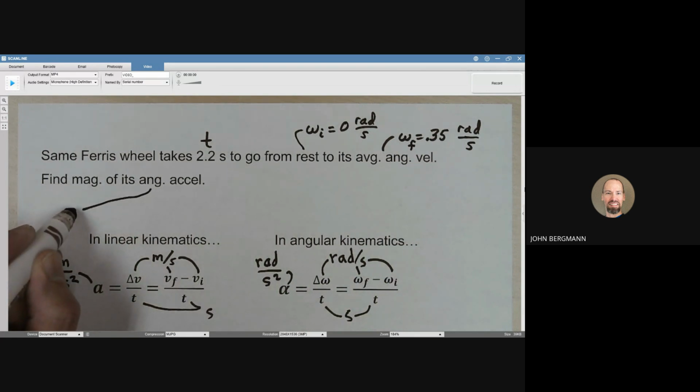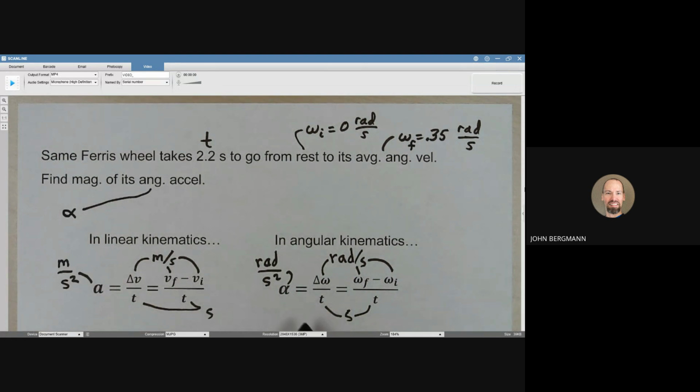Angular acceleration is a pretty easy one to remember. It's given by the Greek lowercase alpha. Here we go. The equation in the lower part of the screen, we definitely need this part of it, but I don't think we're going to use that part right there. Let's use those two parts. Here we go.